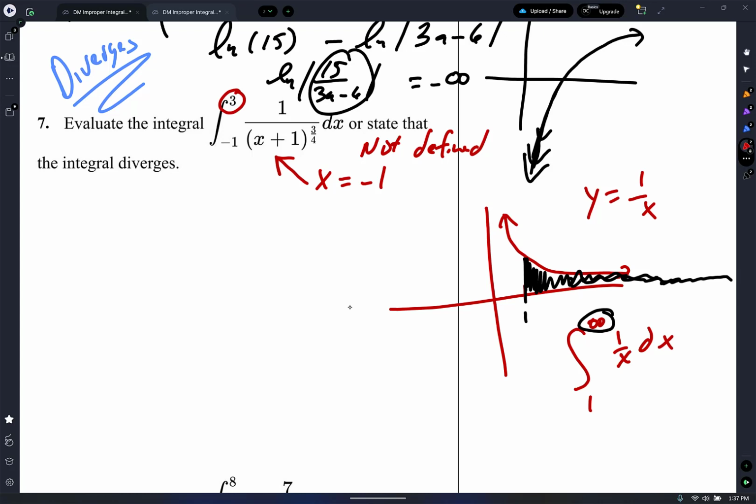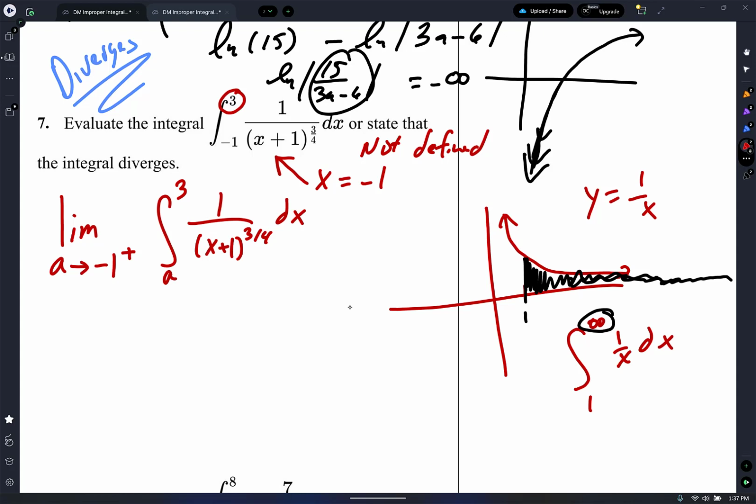Okay, let's focus. All right, so here we go. I'm going to rewrite this. I'm going to write the word limit as a approaches -1, but I can only approach it from what direction? The right, of the integral from a to 3 of 1 over (x plus 1) to the 3/4 dx. You must write it like that. If you evaluate it immediately, wrong, because you can't evaluate it at -1. Are we clear on that? Okay. Next, antiderivative. Can we do this without u-sub?